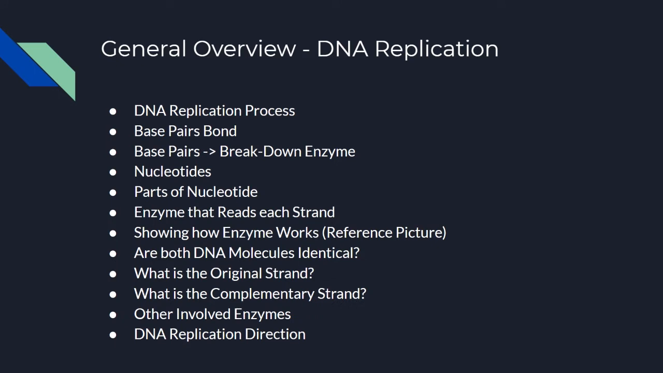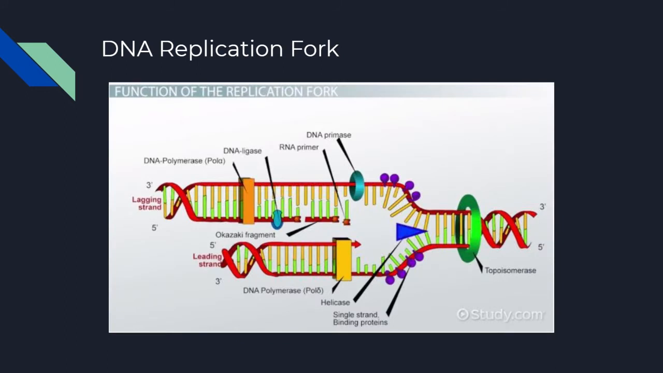Cool. Now, can you go back to the model real quick? There are a few different things I'd like to talk about here. The first one is the helicase. In this model, it's the blue triangle in the middle. What this enzyme does is it breaks both sides of the DNA bases apart, and it breaks the bonds between the base pairs.